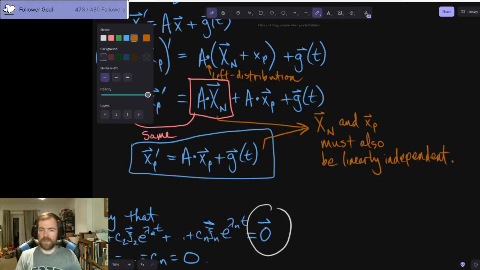So x of n, our null space solution, and x of p, our particular solution, must also be linearly independent from each other. If we end up getting the exact same stuff, let's say e to the 2t like we had in the last one, in both parts, then we'll have to find some way to make it linearly independent. We did do that last class, very briefly, with one example. We'll discuss more about that when we come across it.